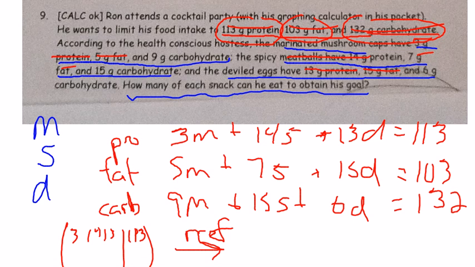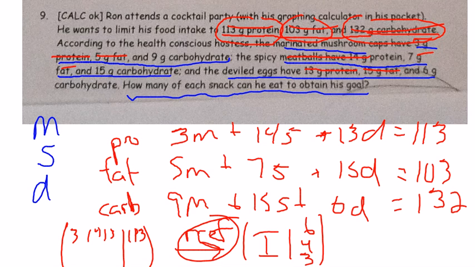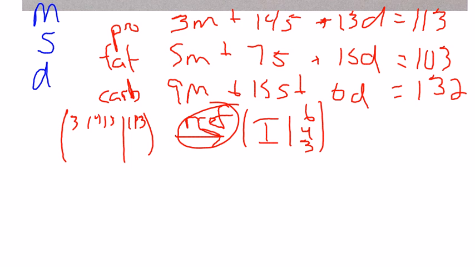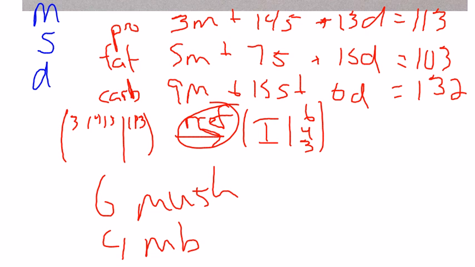And then that gives us the identity matrix in here. Three variable identity, so 1, 0, 0, 0, 1, 0, 0, 0, 1. And then 6, 4, 3. I do that on the calculator, this step right here, which means that I get 6 mushrooms, 4 meatballs, and 3 eggs. That's that.